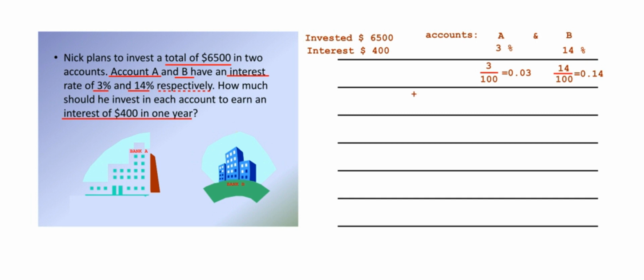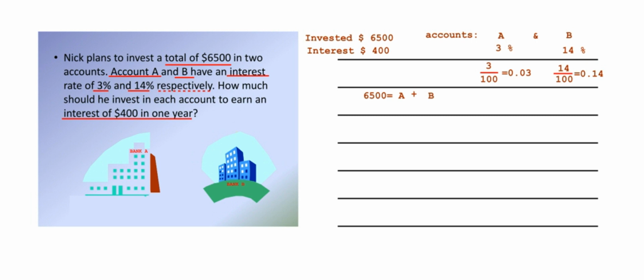So let's realize we're going to have to add, in this case, $6,500 because we're investing in two accounts, agreed? Account A plus account B should give us a total of $6,500. That should be a pretty straightforward equation on that format.